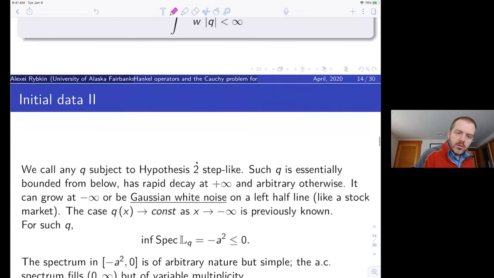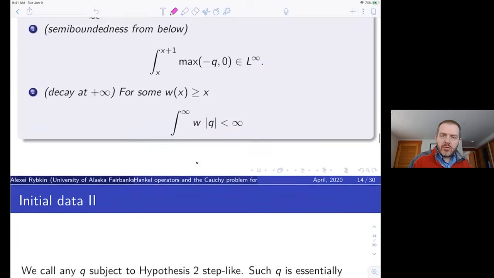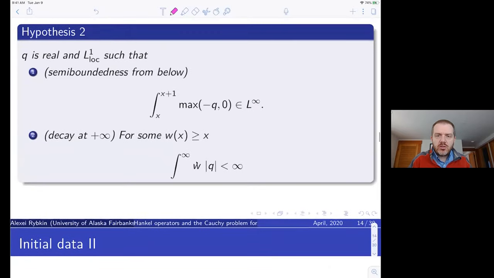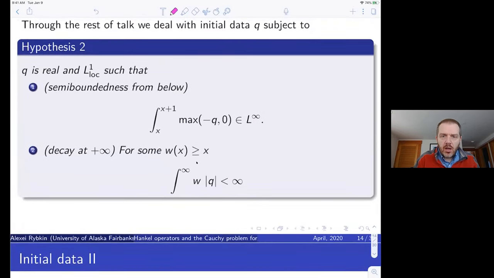Can I ask a question? Yes, sure. So can you go back to the first condition? I'm trying to understand it. So your solitons are negative. Yeah. You said Q could not go to minus infinity, but it could go to plus infinity. Yeah.